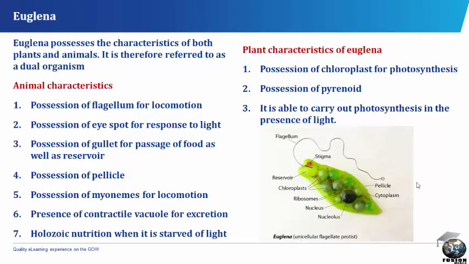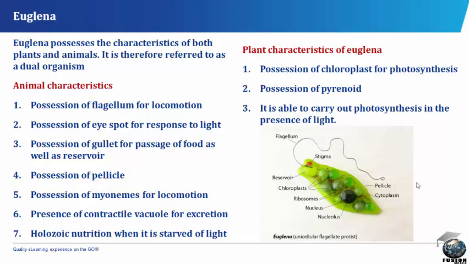The euglena. The euglena is amazing because it possesses the characteristics of both plants and animals. It is therefore referred to as a dual organism. You may ask, what are those characteristics which make a euglena a dual organism?